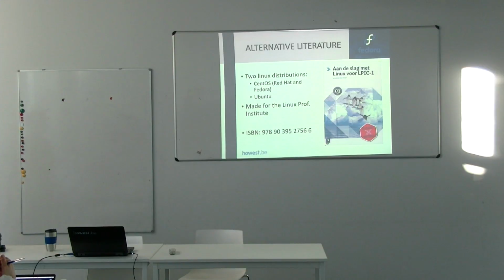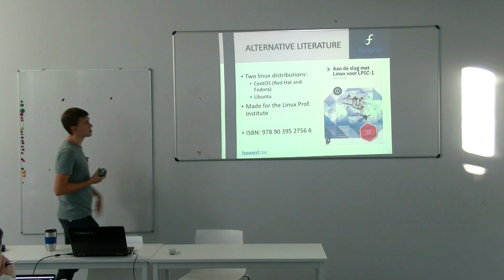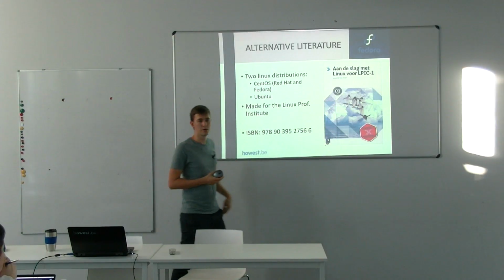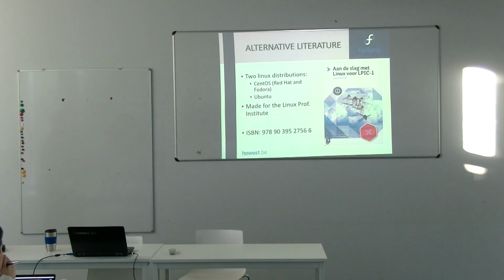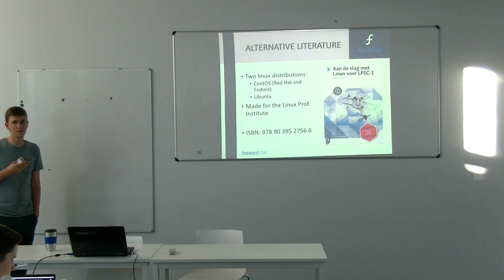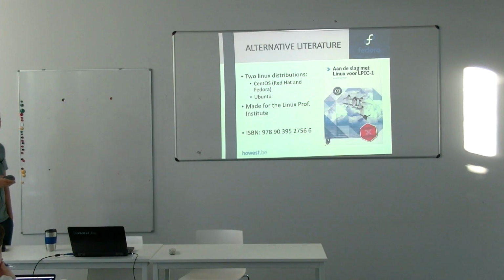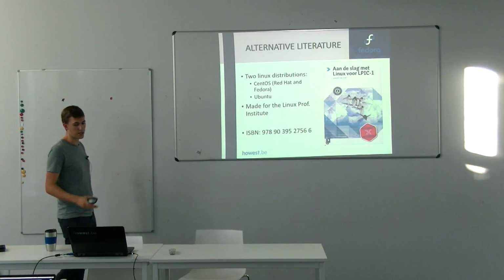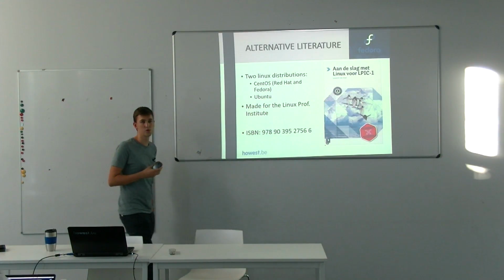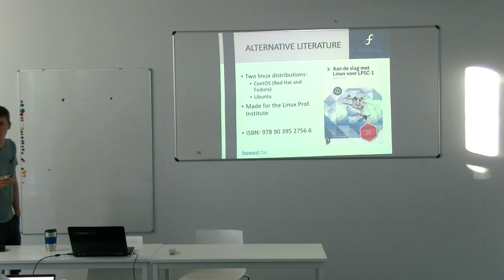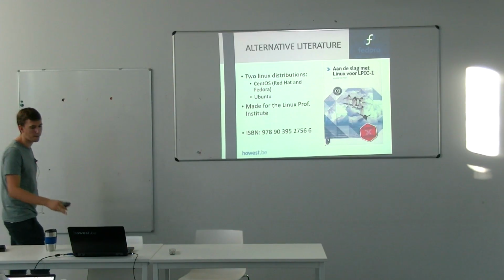If you would like some extra information, there is a nice textbook available, in Dutch, called Aan de slag met Linux voor LPIC 1, which you can of course buy, but it is extra information. It's much more than we see during this course unit. It's actually for becoming a Linux system administrator, with a lot of information available. But if you want to know more about Linux, this is a good book to have a look at. It discusses two distributions, CentOS with Red Hat and Fedora, and also Ubuntu. So there are some different flavors in Linux, and the two most important flavors, Fedora and Ubuntu, are discussed here.